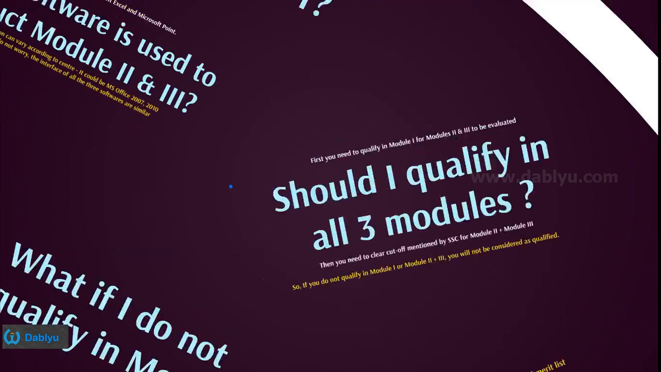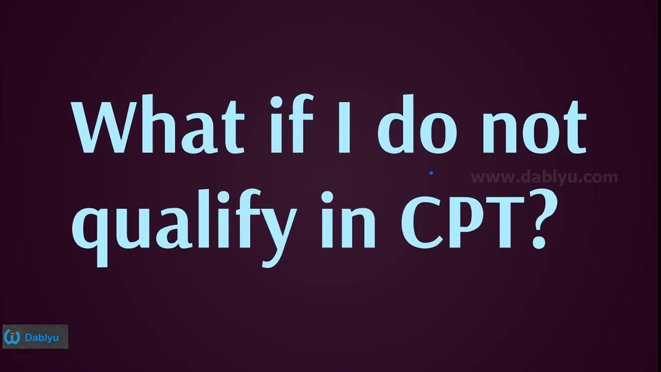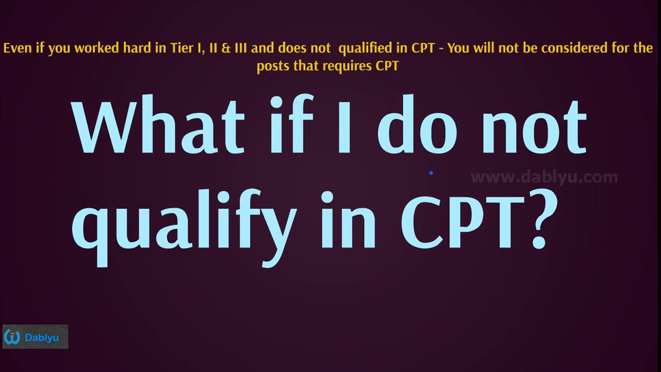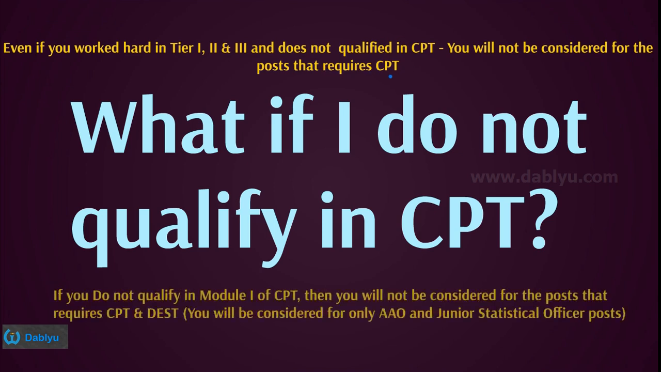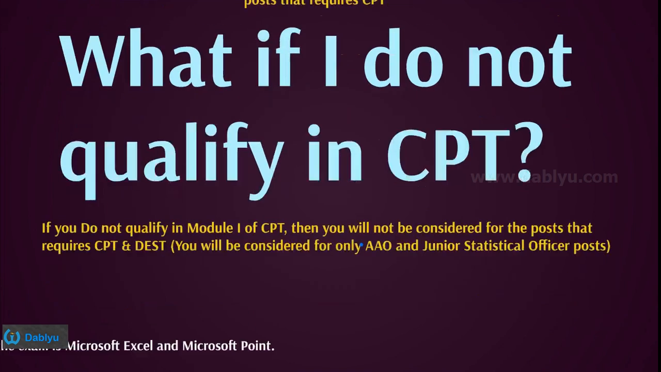Fine. Let's get into the next question. What if I do not qualify in CPT? See, you would have really worked hard in tier 1, tier 2, tier 3, and you have come to this stage, and if you do not qualify in CPT, you will not be considered for posts that require CPT at all. And most importantly, if you do not qualify in module 1 of CPT, then you will not be considered for the post that requires both CPT and DEST. You will be considered only for AAO and junior statistical officer posts. So that would drastically reduce your chance of getting a good job, right? So it's very important that you don't neglect CPT and do well in the CPT.